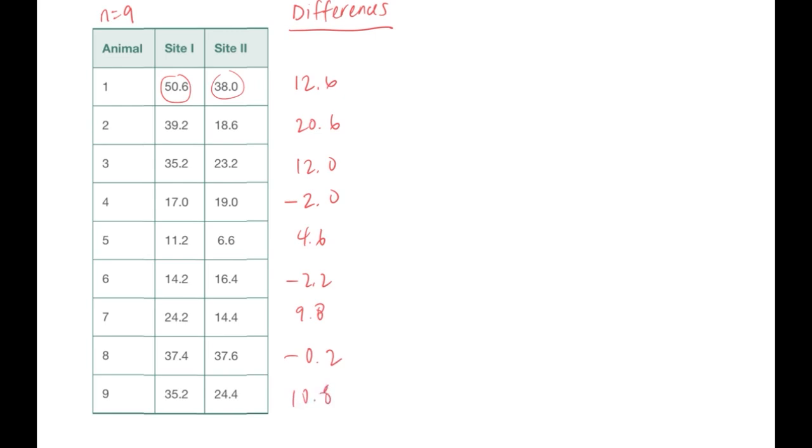The next thing we're going to do is look at the absolute value of the differences. That's also pretty easy. 12.6, we're just looking at the positive values for each of these differences.